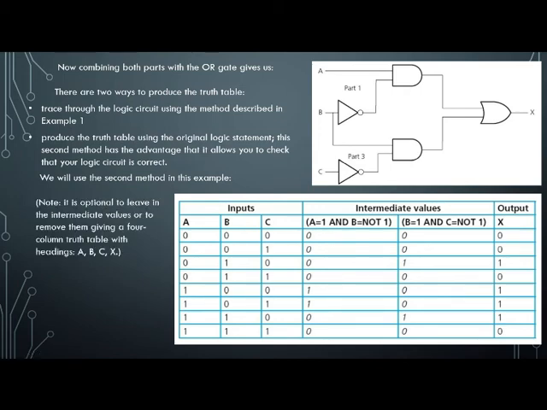Note this: it is optional to leave the intermediate values or to remove them to give a 4-column truth table with A, B, C and X. Try to do it with the intermediate values right now. When you become an expert, you can skip this, otherwise you cannot.